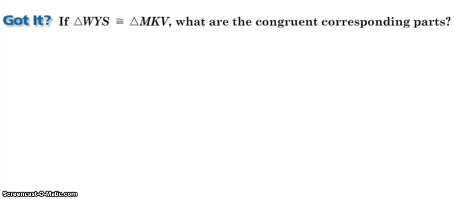So please make sure you've worked through part 1 of the Pearson lesson and made it to your Got It here. We have two triangles, triangle WYS and triangle MKV, and they are congruent to each other. Now when we're told that they are congruent, we assume that the order is correct, because if it's written that in the congruent statement, the order must be correct. So what we see is W is first, M is first, Y is second, K is second, and S is third, V is third. Go ahead, pause the video, and try to list out every single congruent part.